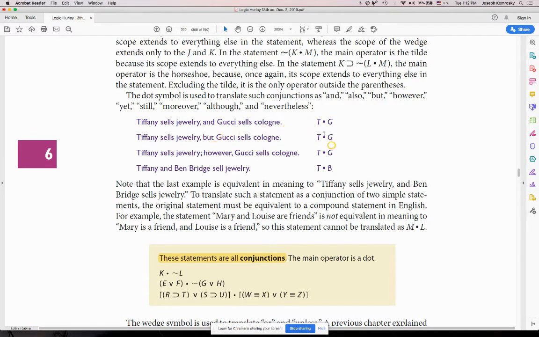T dot G. Turns out these three right here, these symbolic forms, or these three English statements are all saying the exact same thing. Just different ways of saying it. So again, he's really showing you the flexibility of language that we have. Think chapter 2 with all these terms and definitions we use. Many of us will say things differently. We do all the time.